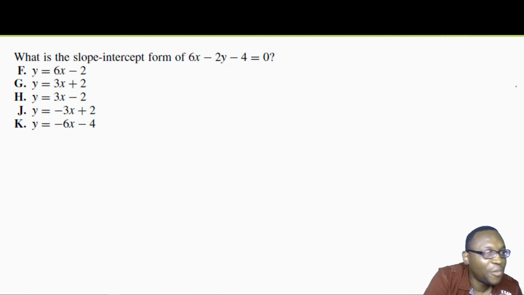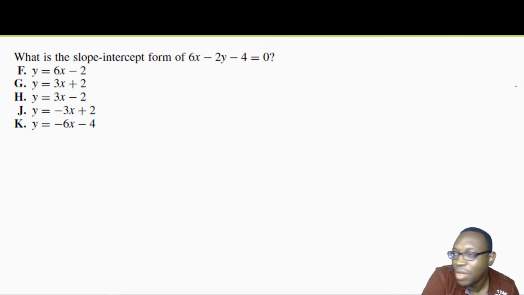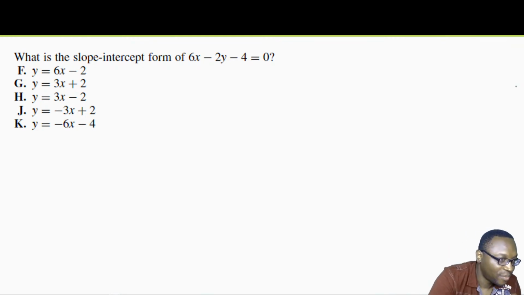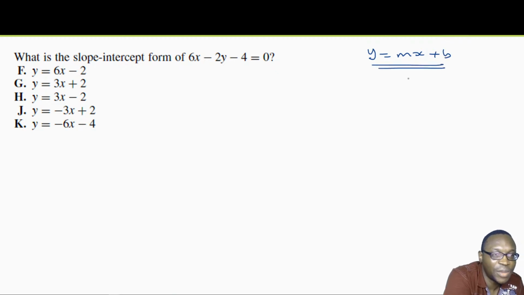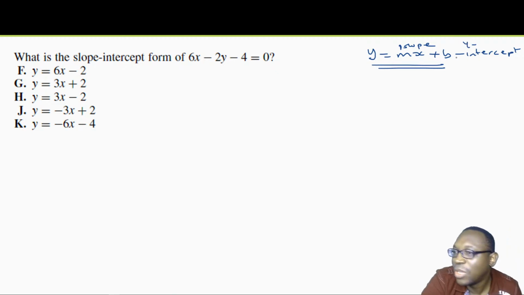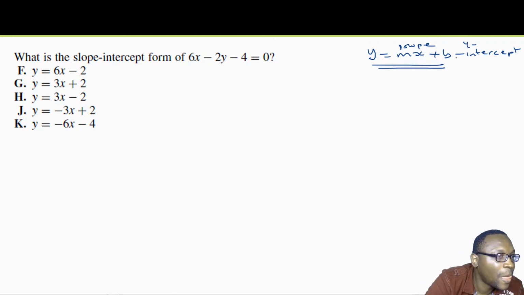What is the slope-intercept form of 6x minus 2y minus 4 equal to 0? Remember here, when you have slope-intercept form, it's simply this, y equal to mx plus b. That is your slope-intercept form. m is your slope and b is your intercept, and it's actually your y-intercept. So we're looking for the slope-intercept form.